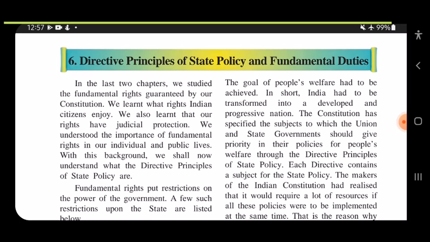In the last two chapters, we studied the fundamental rights guaranteed by our Constitution. We learned what rights Indian citizens enjoy. We also learned that our rights have judicial protection. We also understood the importance of fundamental rights in our individual and public lives. With this background, we shall now understand what the directive principles of state policy are.